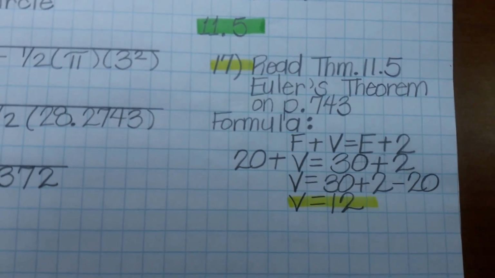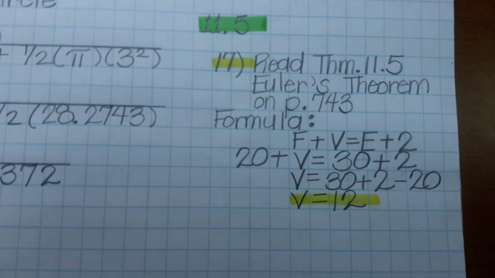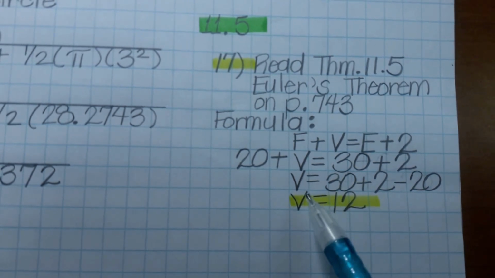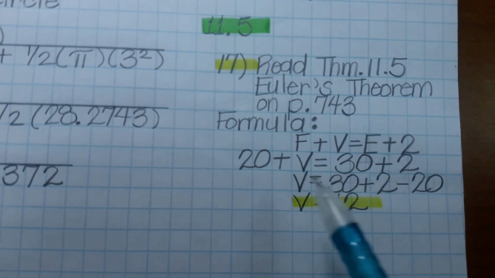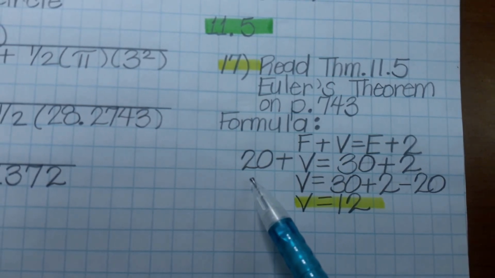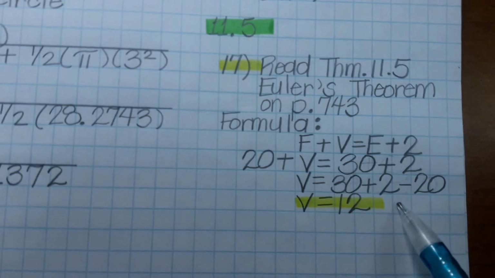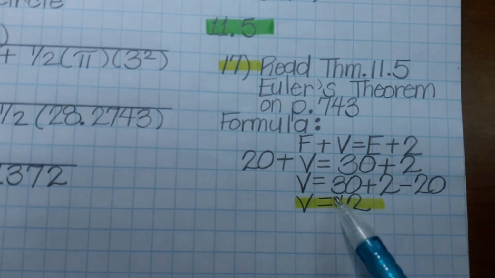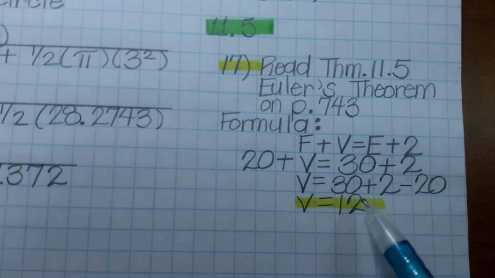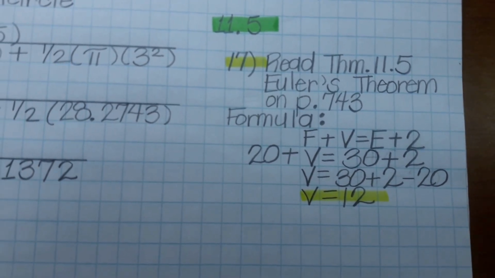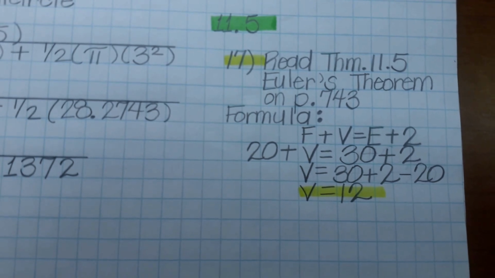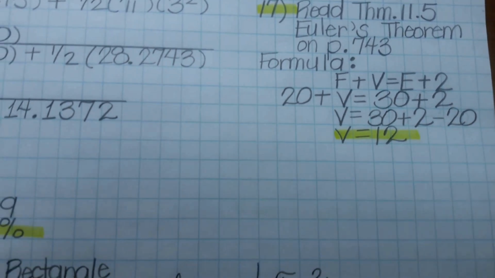Very simple algebraic equation. I'm going to solve for V. So to get V by itself, I want to go ahead and start off by writing 30 plus 2, and I want to move 20 from the left of the equation to the right, so I subtract. Add and subtract from left to right. I know 30 plus 2 minus 20 will give me 12. So my vertices is 12.